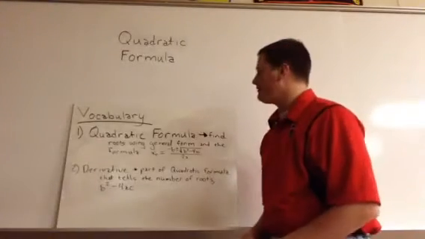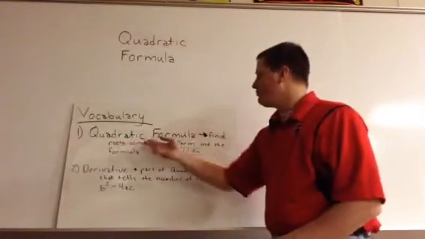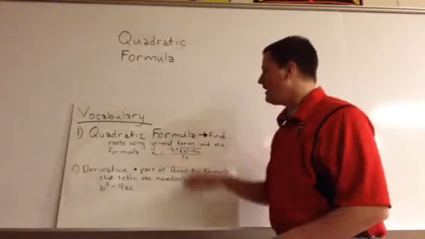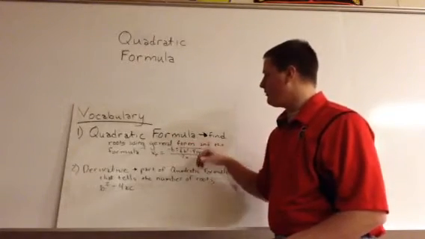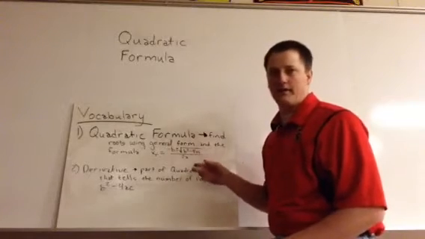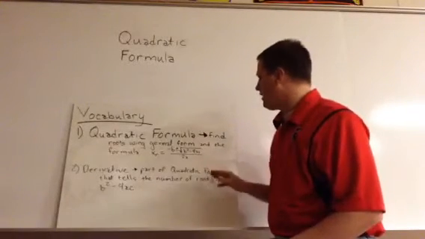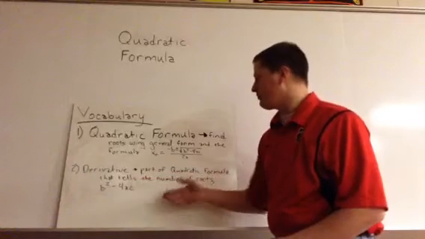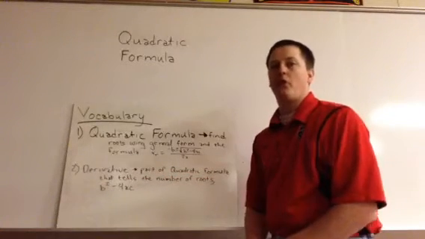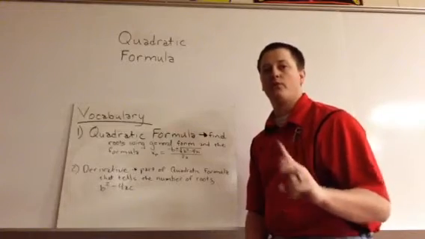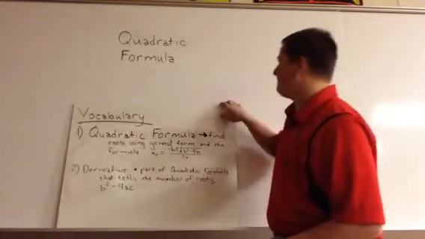The vocabulary necessary: the quadratic formula is something used to find roots using general form and the formula x_r equals negative b plus or minus the square root of b squared minus 4ac all over 2a. The discriminant is the part of the quadratic formula that tells the number of roots, b squared minus 4ac. If you remember, with quadratics, we could have 0 roots, 1 root, or 2 roots. The discriminant tells us which we're going to get.